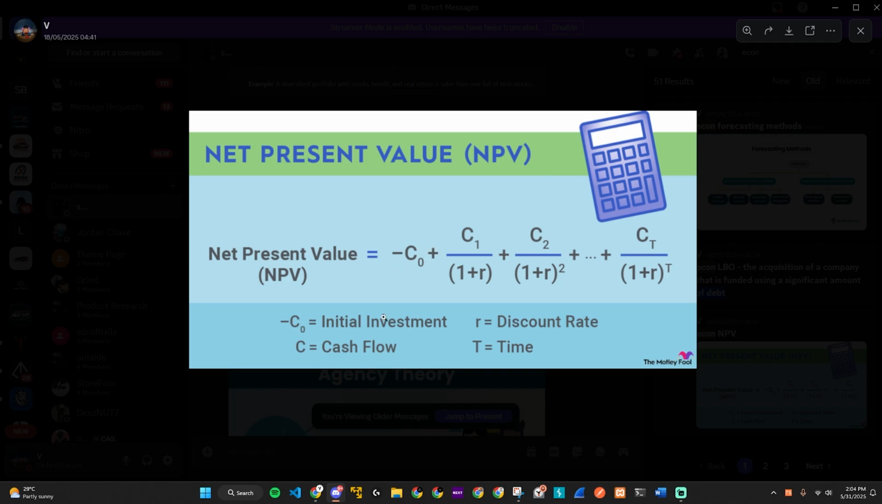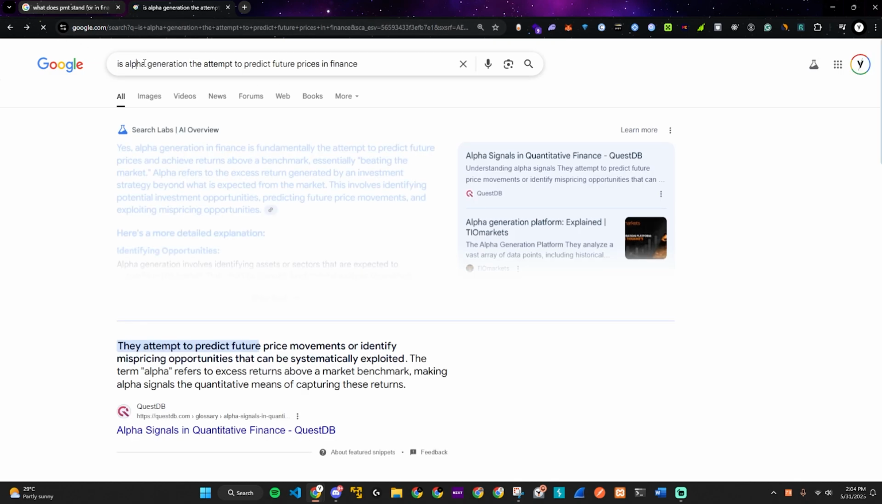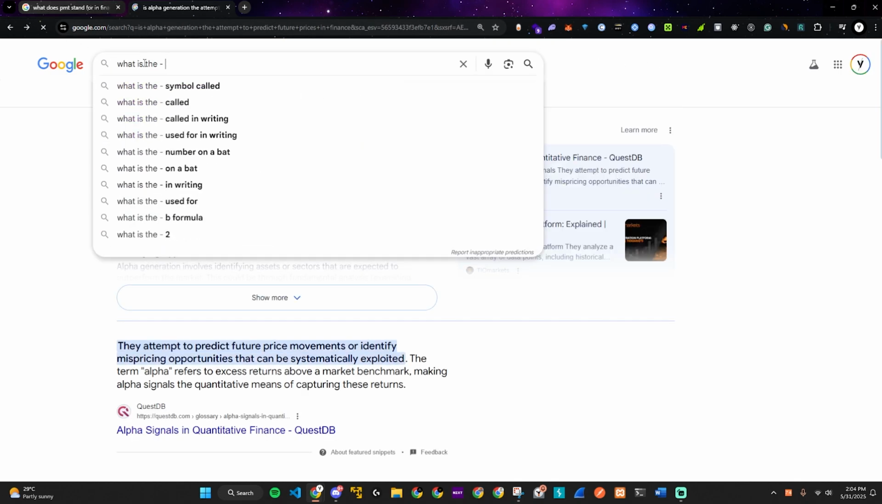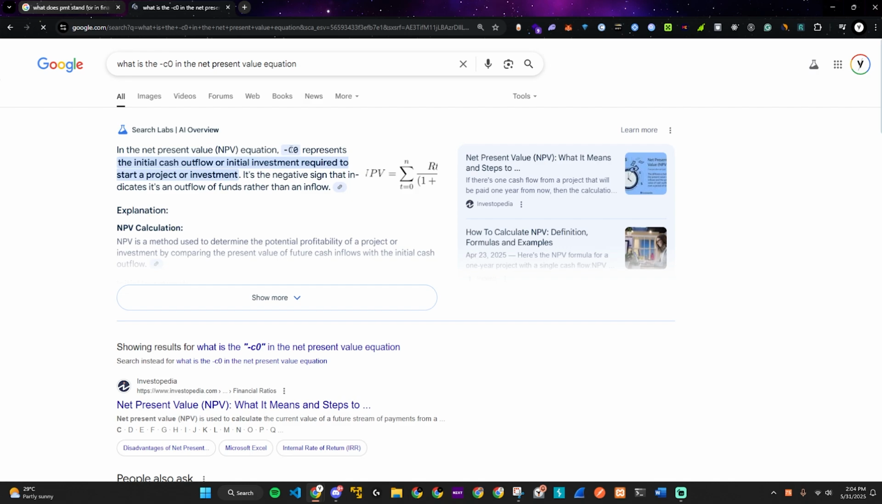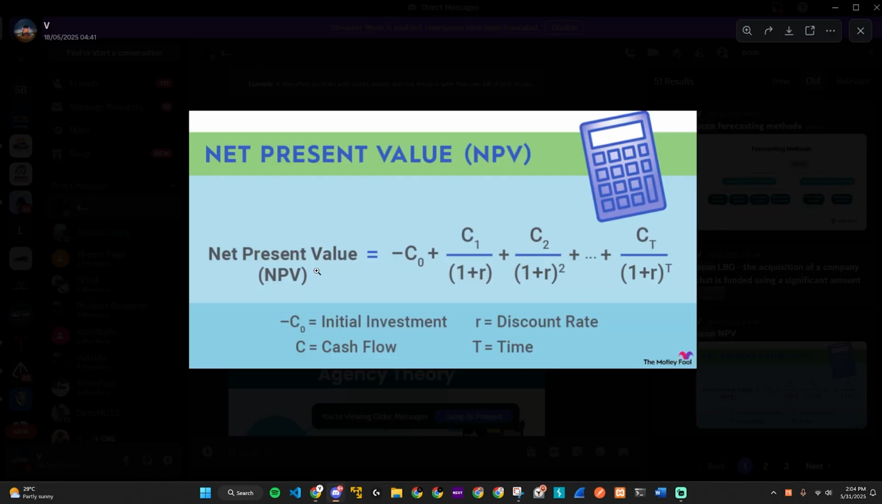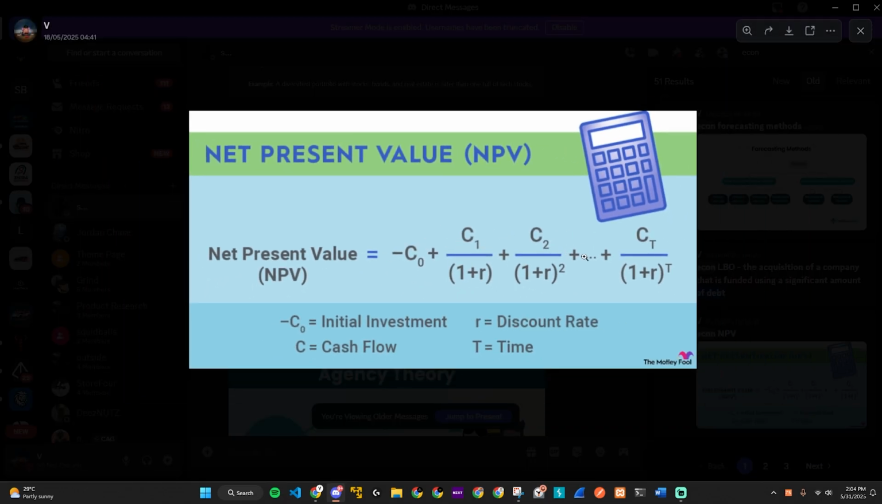I don't understand this part, so it's like a minus, what is the minus c 0 in? I think it's the number of years in the net present value equation. Okay, let's see what this is about. The initial cash outflow or initial investment that is required to start a project, right, okay. So the initial investment and then how many years it's going to keep repeating, right? So that's the net present value.